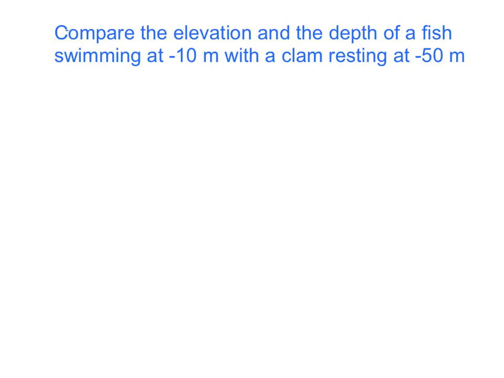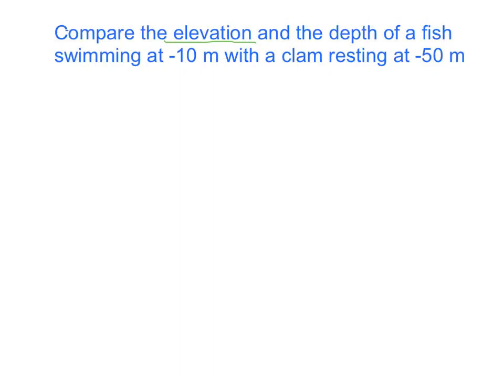Now, if that last part made sense to you, this is where it's going to get really hard. This is as complicated as we're going to get, guys, with absolute value. And that is comparing them in real-world situations. So this example says, compare the elevation and the depth of a fish swimming at -10 meters with a clam resting at -50 meters. All right, let's start with elevation. You have to think about what that means. Well, elevation is how high something is. So we're talking about the actual values here.